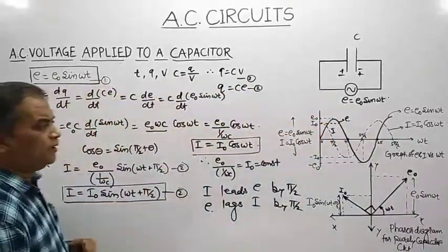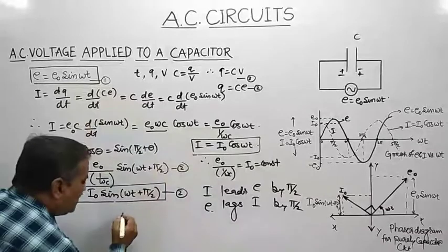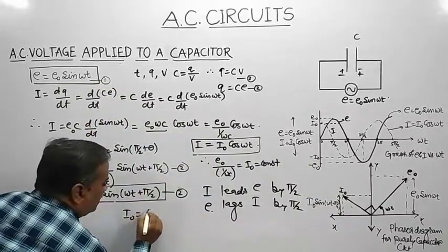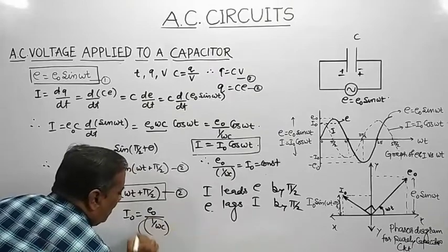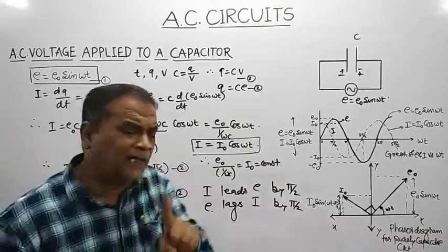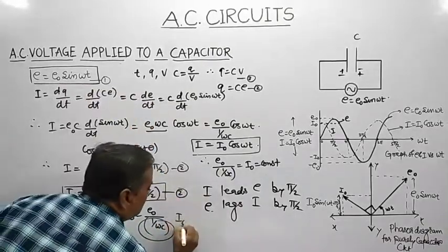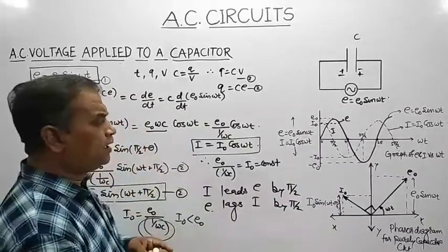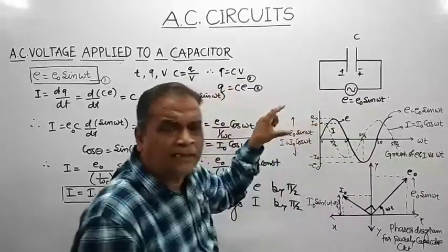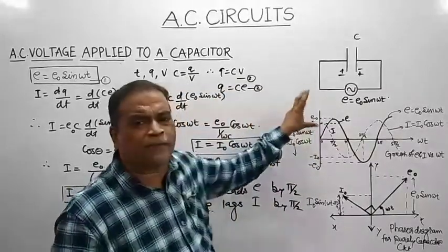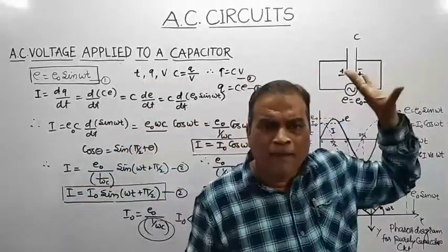Again remember that as far as I0 is concerned, I0 equal to E0 upon 1 by omega c. This 1 by omega c is greater than 1. It means this I0 is always less than E0. That's why the amplitude or the peak value of alternating current is shown somewhat less compared to the peak value of alternating EMF.